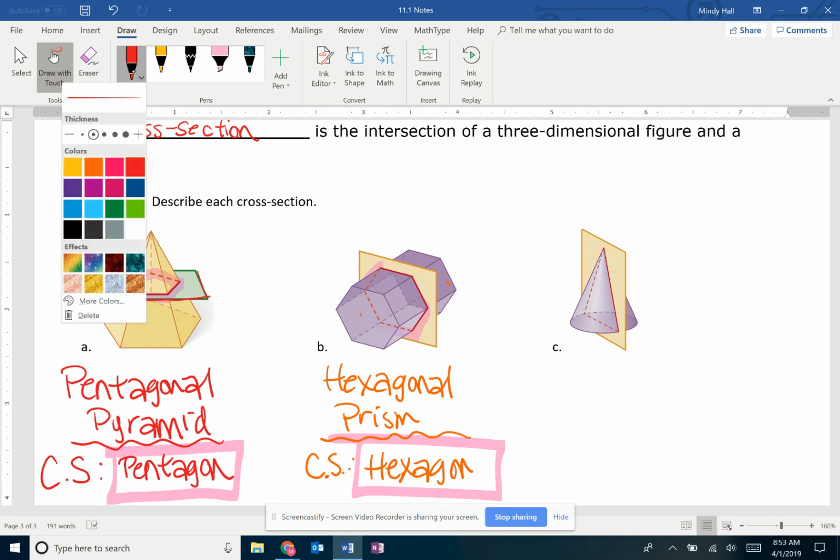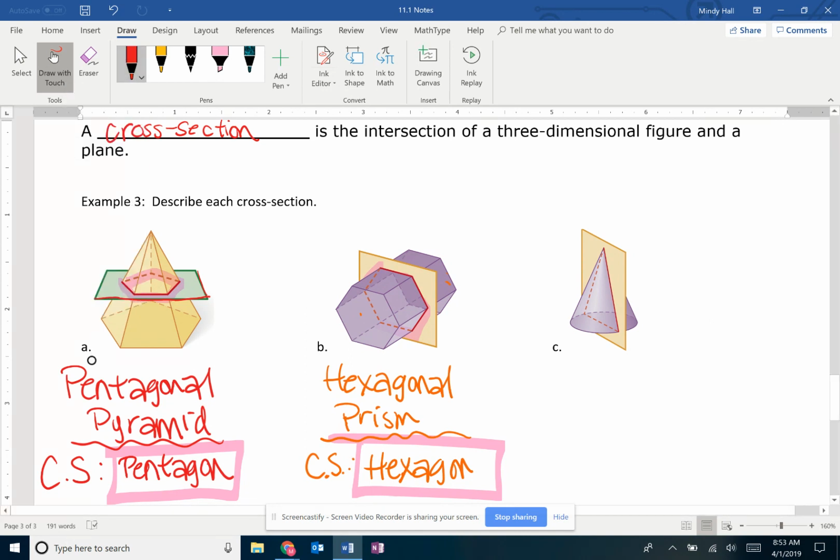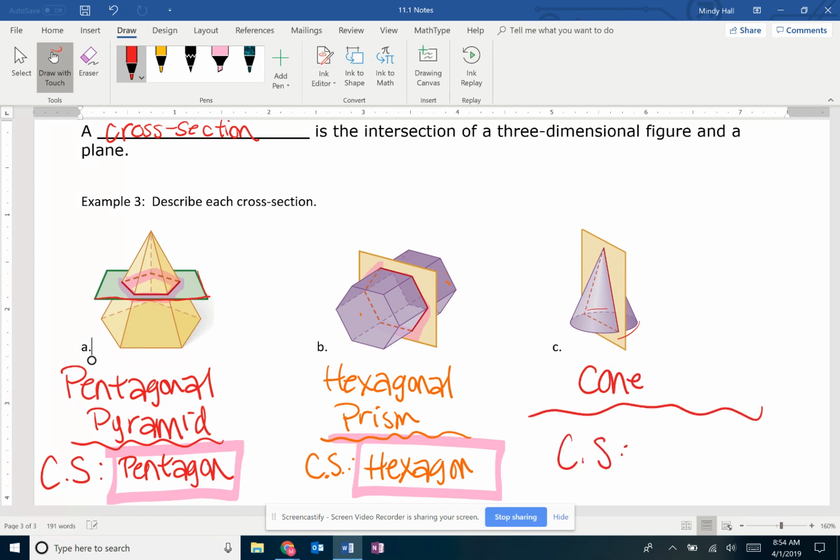So last but not least, we have a cone because it has 1 point and a circular base. So then if you take this cone and you cut it in half, you're slicing that cone in half. And if you did that, you can see on the inside, it makes a little triangle.